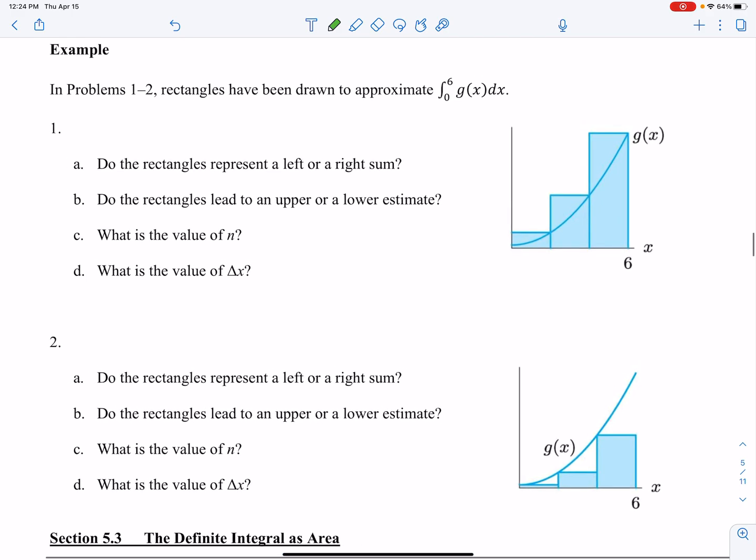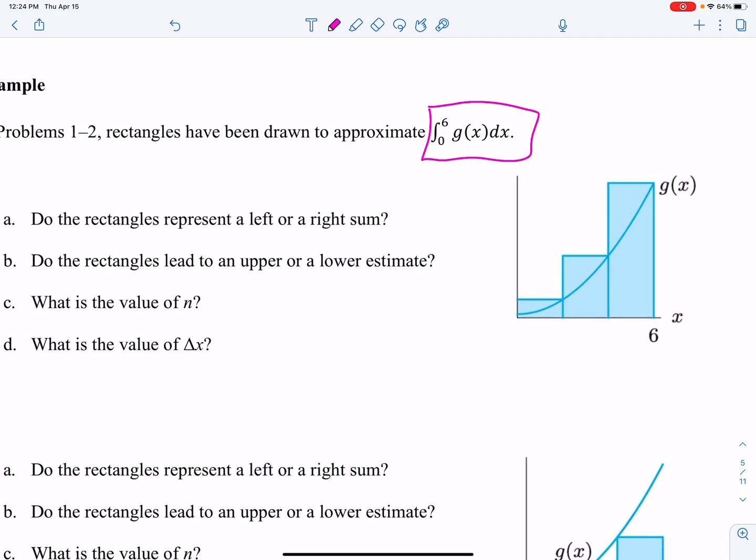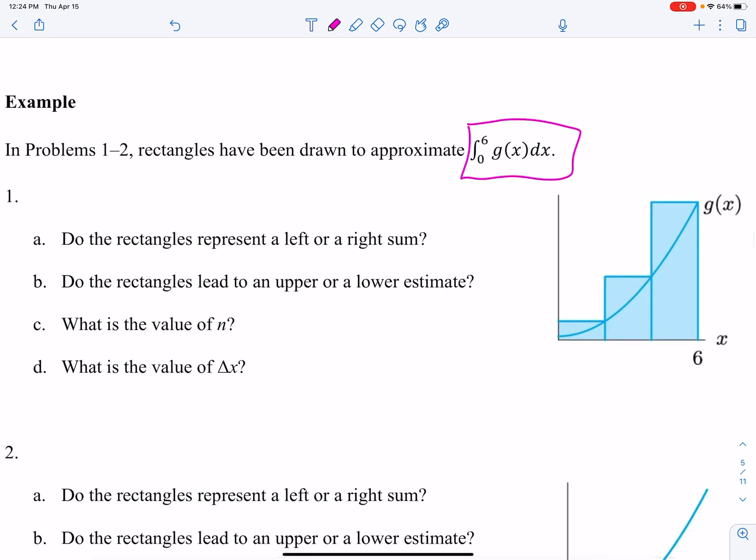Next example, touching more on terminology here. In problems 1 and 2, rectangles have been drawn to approximate the integral from 0 to 6 of g of x dx. Look at these graphs. Do the rectangles represent a left or a right sum? Be careful, it's where the corner of the rectangle touches the curve. For each rectangle, it's the right side, so this is a right-hand sum.